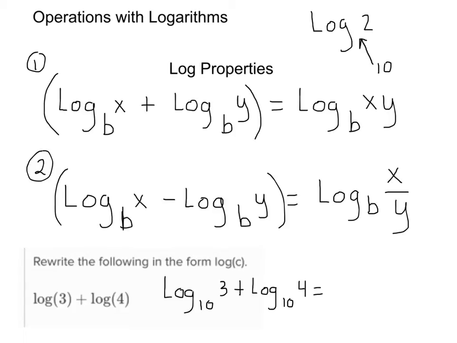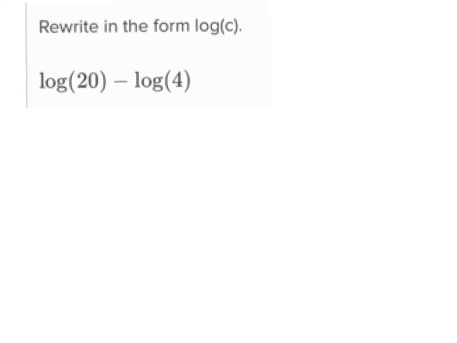Now, let's rewrite this, okay? Now, let's look at our property right here. I have 2 logs being added. Well, that's the same as 1 log multiplied. So that's the same as log base 10 of 12 because 3 times 4 equals 12. Okay, so let's look at example 2.